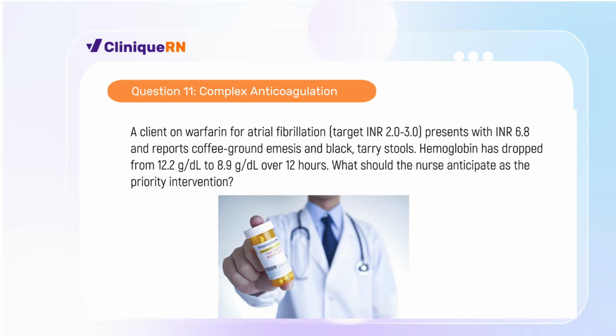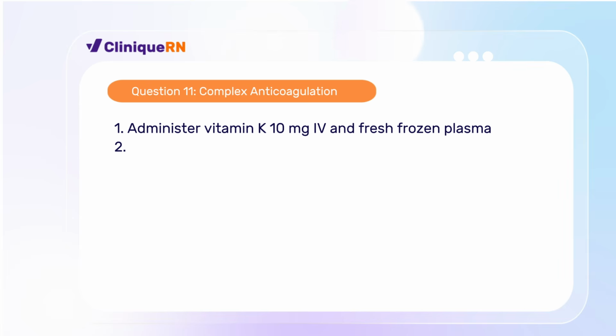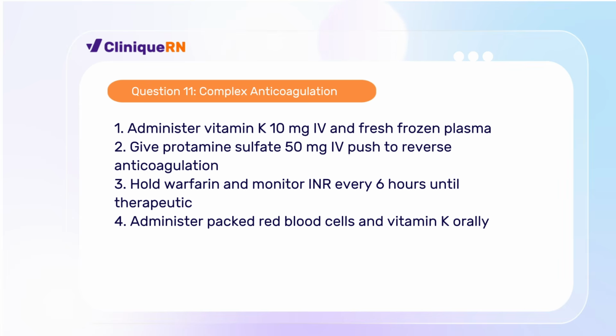1. Administer vitamin K 10 milligrams intravenous and fresh frozen plasma. 2. Give protamine sulfate 50 milligrams intravenous push to reverse anticoagulation. 3. Hold warfarin and monitor INR every 6 hours until therapeutic. 4. Administer packed red blood cells and vitamin K orally.